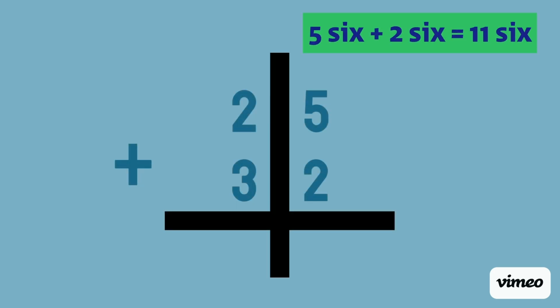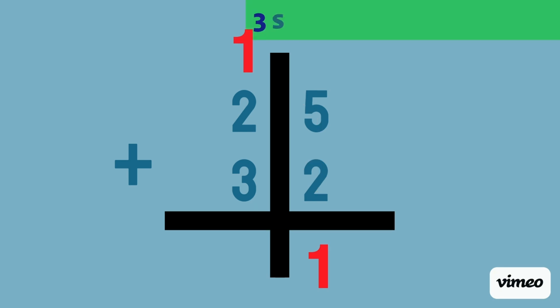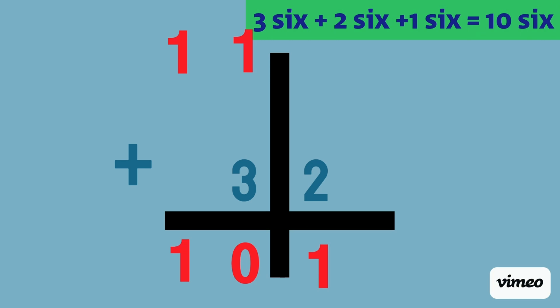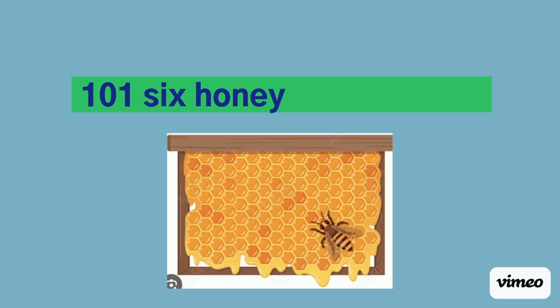5 plus 2 in base 6 is 11. We're going to put the 1 in the ones column and carry the 1. 3 plus 2 plus 1 in base 6 is 10. We're going to drop the 0, carry the 1, and then again we're going to drop the 1. Our total is 101 honeycomb pieces.